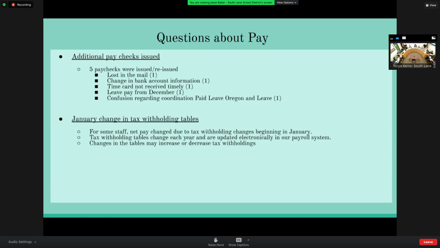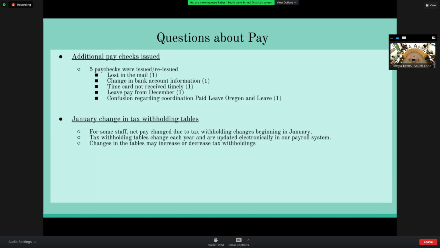There was one where the time card was not received timely, and as soon as we received the time card, we issued that check. There was one person who had leave from December, and it was part of this leave issue that they were deducted leave and shouldn't have been, and we reissued that check to them as well. The final check was a confusion regarding the coordination of Paid Leave Oregon and their time, about whether they got paid for their time or not. That was a confusion between the employee, Paid Leave Oregon and our staff. As soon as we found that out, that situation was rectified and that person was issued an additional paycheck. If there were others who had paycheck problems, we're not aware at this time.